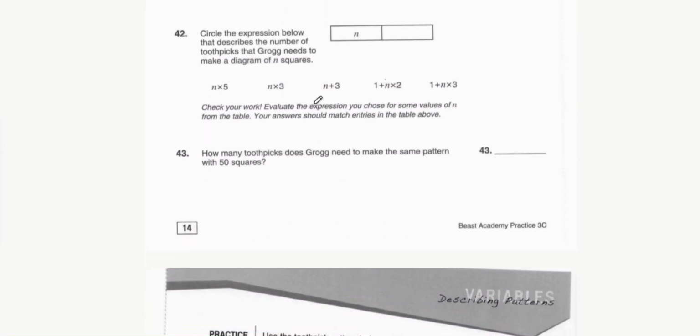Next, we have to circle the expression below that describes the number of toothpicks Grog needs to make a diagram of n squares. So we can think of Grog starting with 1 toothpick and adding 3 toothpicks for each square. So if Grog wants to make a pattern with n squares, he will need 1 plus n times 3 toothpicks.